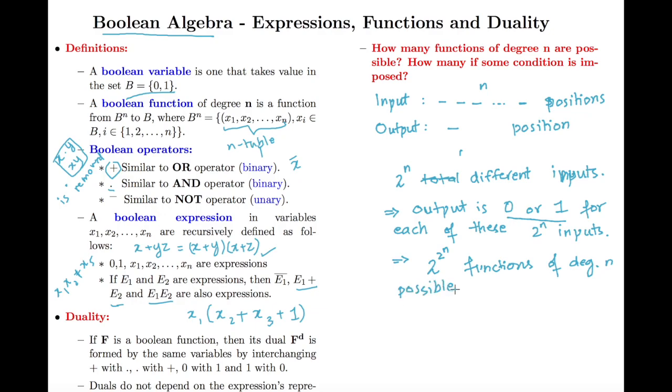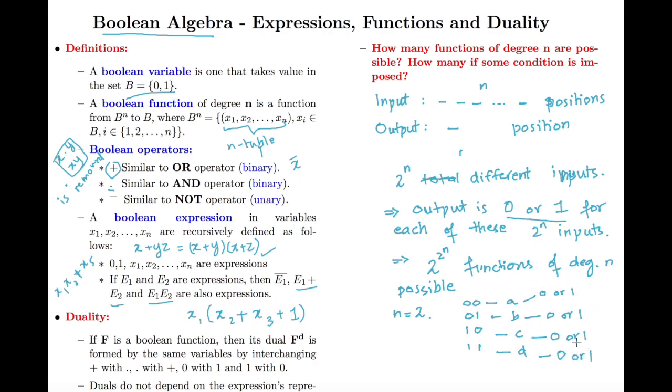Let's take an example here. Let's say we have n equal to 2. So my inputs can be either 00, 01, 10 and 11. So I have 4 inputs, correct? This means, let's say I call this A, this B, this C, and this D. So for the input A, I can have either 0 or 1.